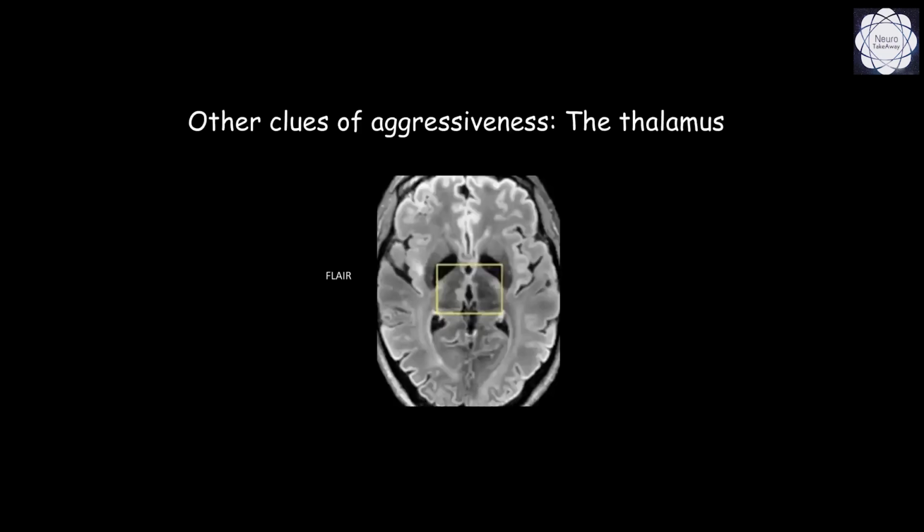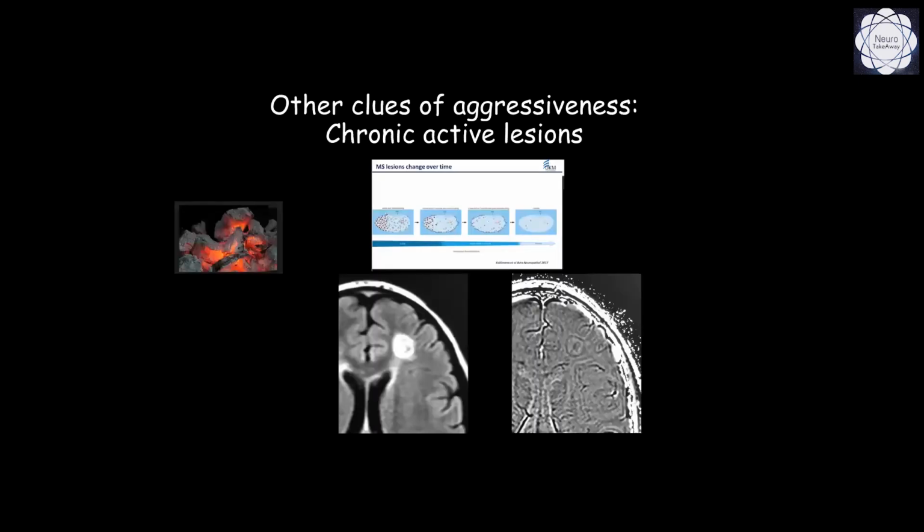We also have to look at the thalami, because the atrophy of the thalami and the presence of lesions at this level are very, very highly associated with bad evolution, cortical lesions, and higher EDSS scores in these patients.